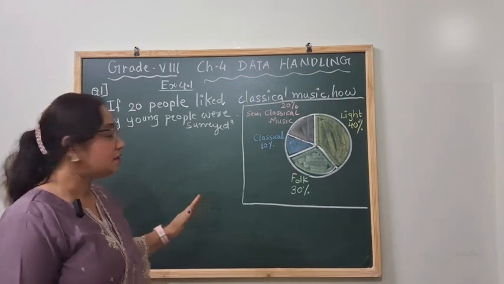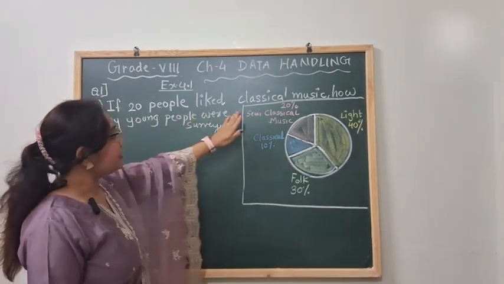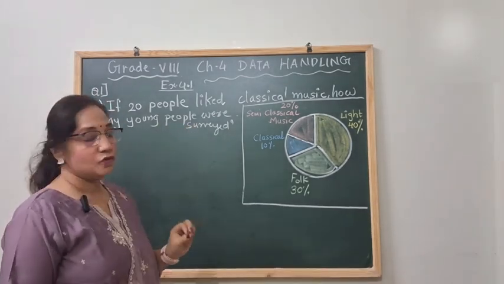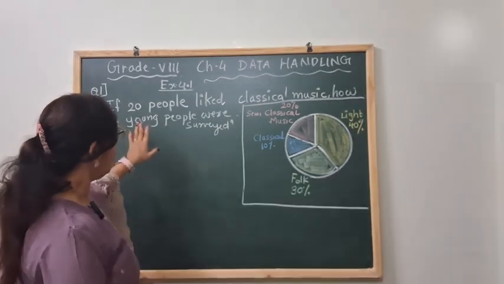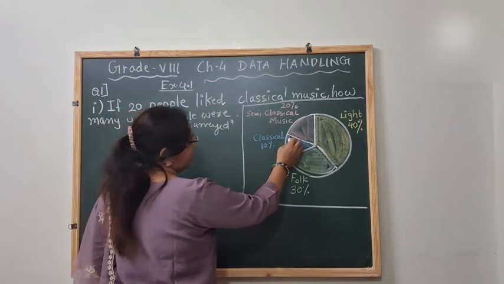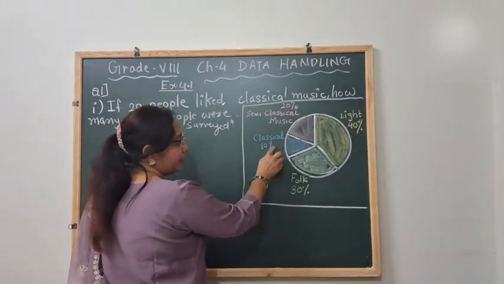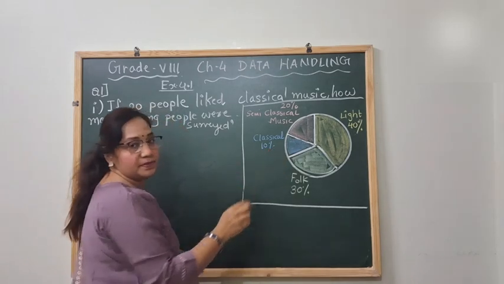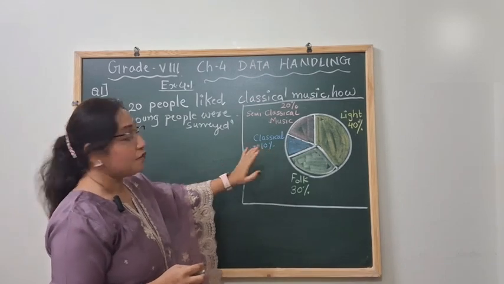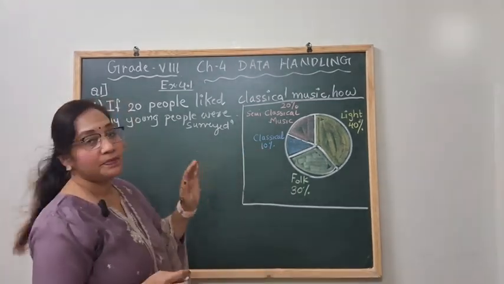The first question is, if 20 people like classical music, how many young people were surveyed? So, they are telling that 20 people like classical music. Where is classical music? This classical music. Okay, 20 people are there. 10% means 20 people of the population liked classical music. So we have to find the total number of young people surveyed.